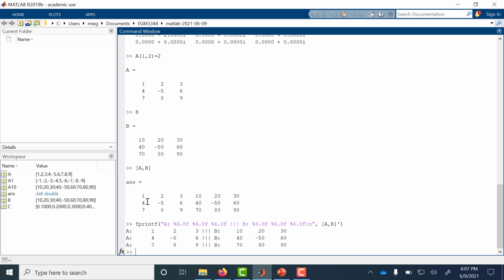So it looks like A is 1, 2, 3, 4, minus 5, 6, 7, 8, 9. And then B over here is 10, 20, 30, 40, minus 50, 60, 70, 80, 90. So that all looks good.